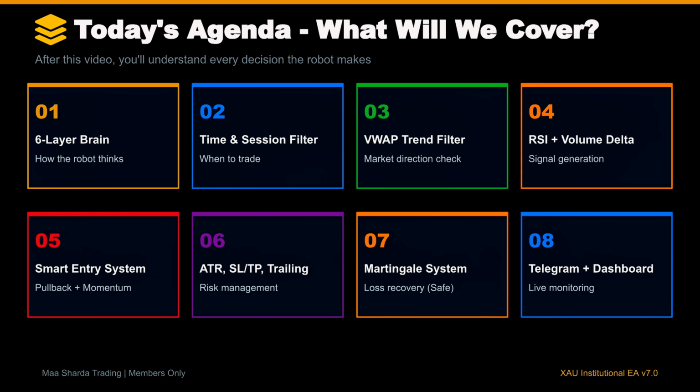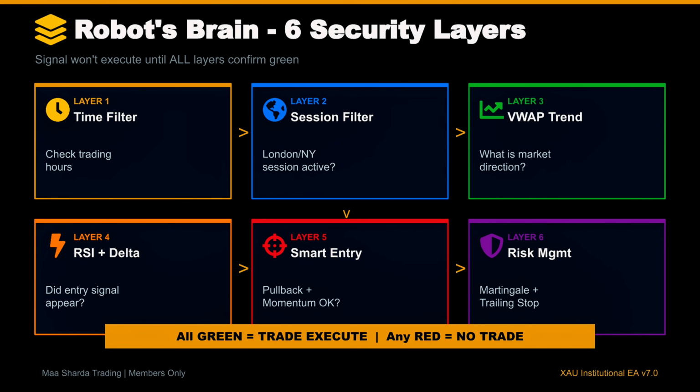Our agenda covers 8 key components, starting with the 6-layer brain, followed by time and session filters. We will then examine the VWAP trend filter, RSI and volume delta for signal generation, the smart entry system, risk management with ATR, SL/TP, and trailing stops, and finally, the safe martingale system and live monitoring with Telegram and a dashboard. The robot's brain utilizes 6 security layers.